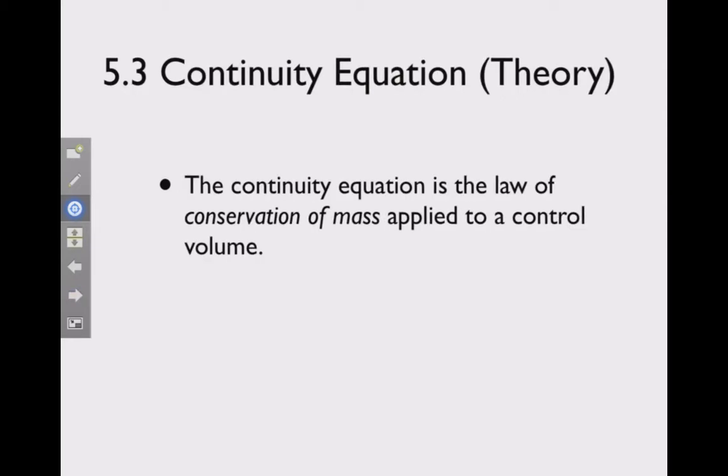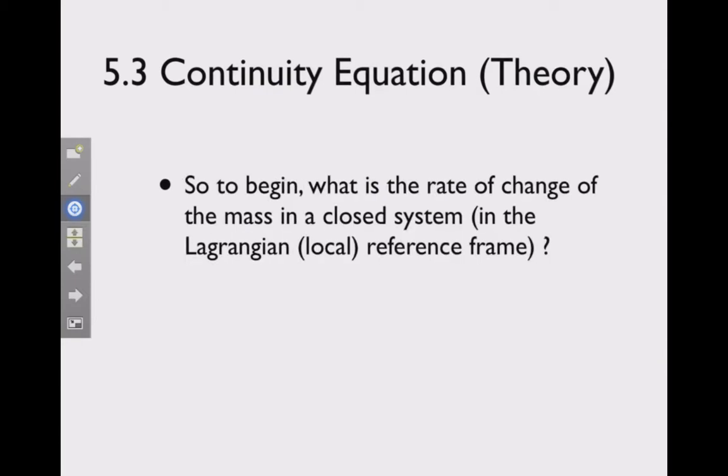So section 5.3, the continuity equation is a law of conservation of mass applied to a control volume. That's what it is. So to begin, let's ask ourselves, what is the rate of change of mass in a closed system in the Lagrangian local reference frame? So what is dm/dt in a local reference frame?